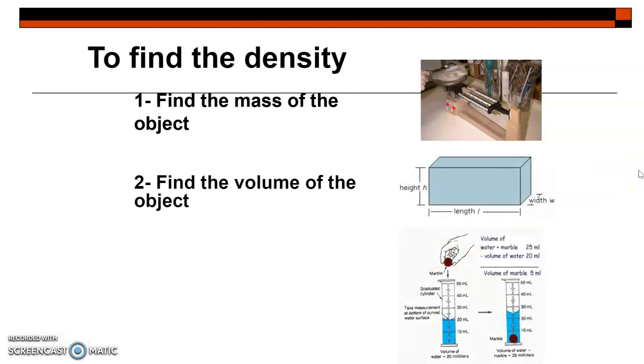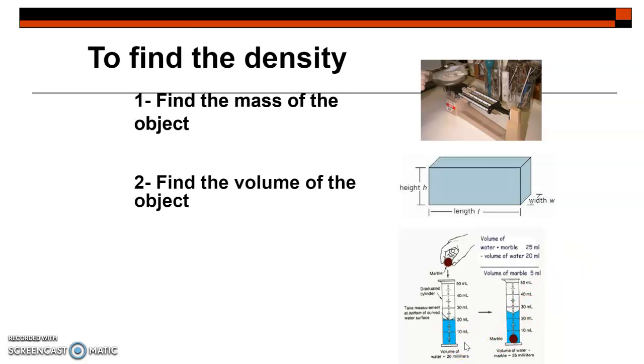Then we have to find the volume of the object. So in these problems, you'll either be given the volume, or you would have to calculate it. If you had a material that was a solid, remember to calculate volume as just height times length times width. If you're looking for the volume of, say, a round object or an irregular object, you could use a graduated cylinder to do that.